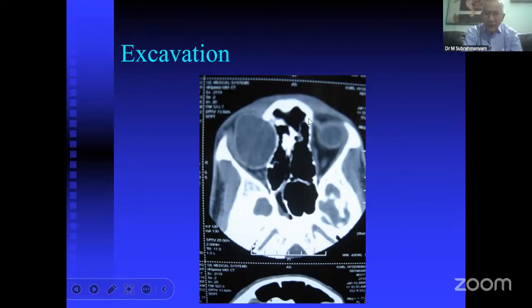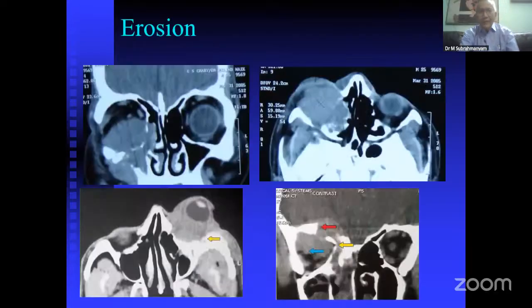So in bilateral thyroid orbitopathy, if the medial rectus is very much thickened, what happens? Similar excavation of the medial walls occurs on both sides. That is called the Coca-Cola sign. Here, if you look, this is not excavation. In excavation, the integrity is maintained and contour changes occur.